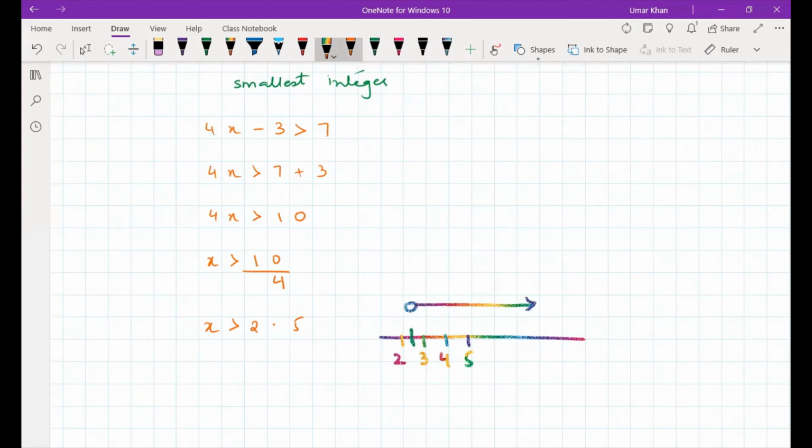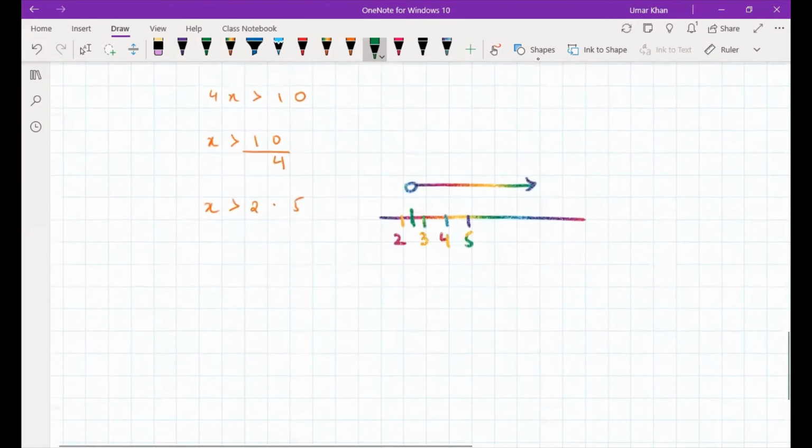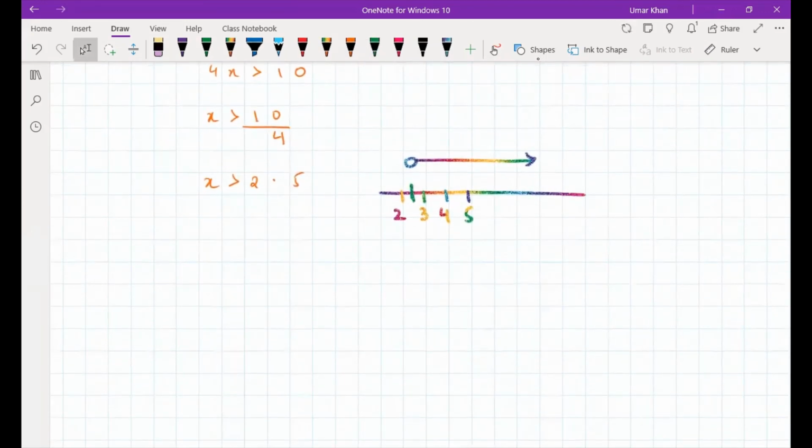Okay, now the question is giving you some things to find out. Number one, what is the smallest whole number? Find it out. The smallest whole number is 3. So my answer is 3.